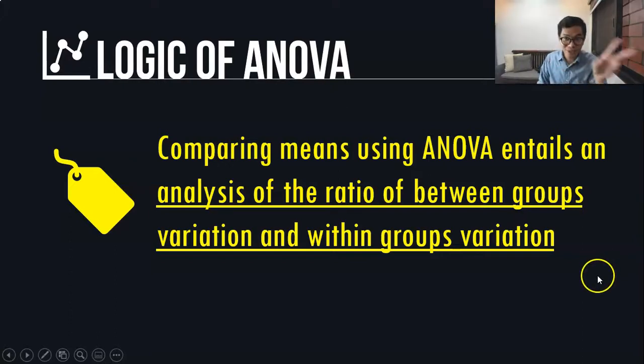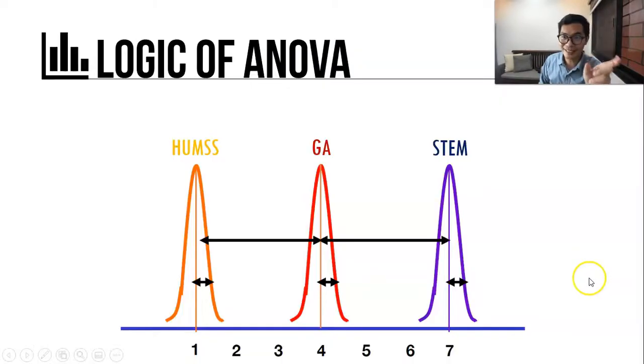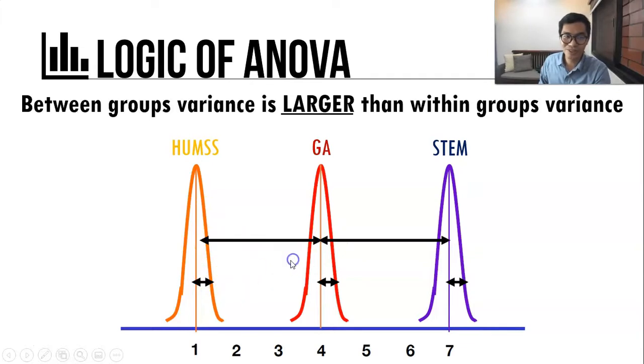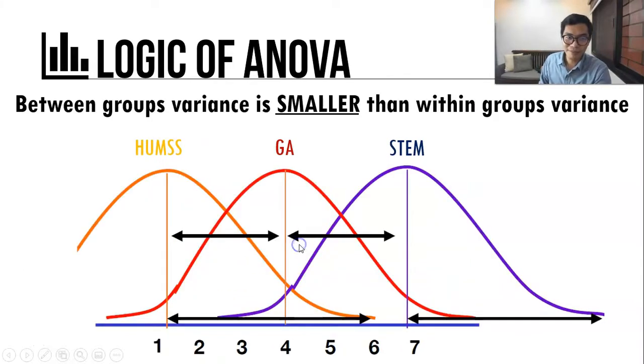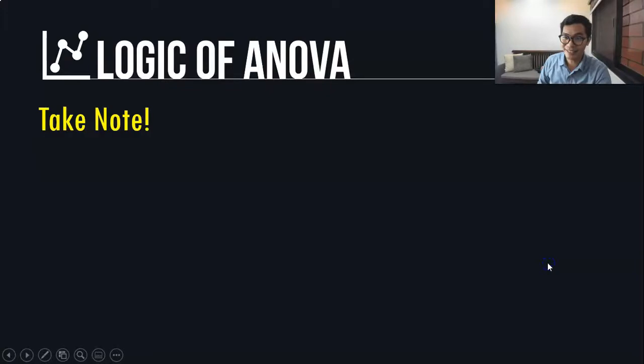So comparing means using ANOVA entails an analysis of the ratio between groups variation and within groups variation. So looking at the illustrations earlier, we try to compare and analyze the given variances. So given this scenario, how do we interpret now? So you have between groups and within groups. So between groups variance, take note, is larger than within groups variance. So you can see the distance, right? Or having this kind of data, the between groups variance now is smaller than within group variance. So that's how we wanted to picture the distribution of data, how spread the data is. And that's how essential also ANOVA as a statistical test for us to really represent these results.